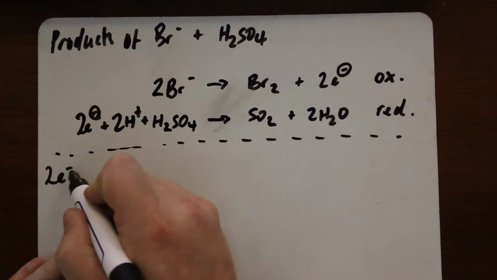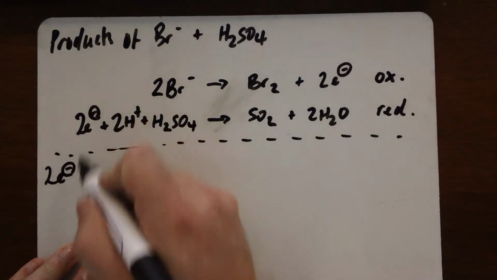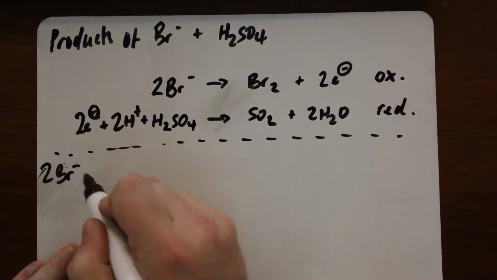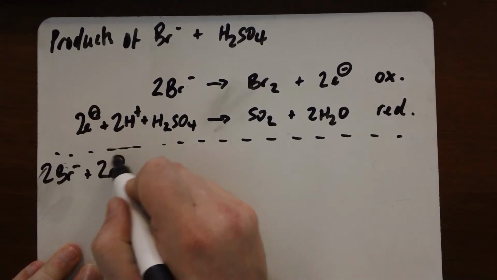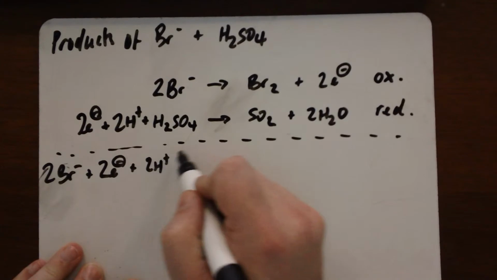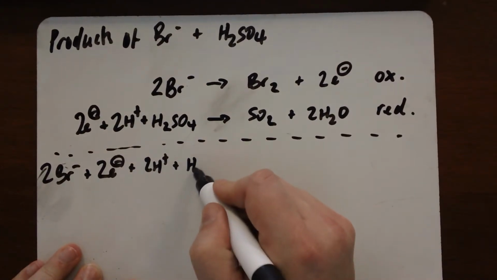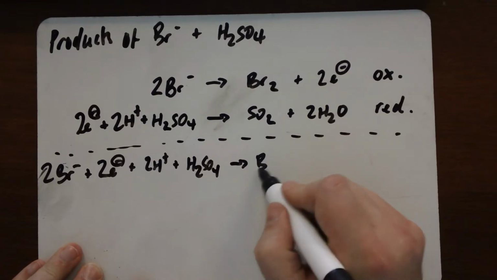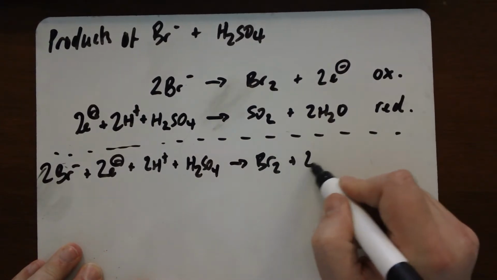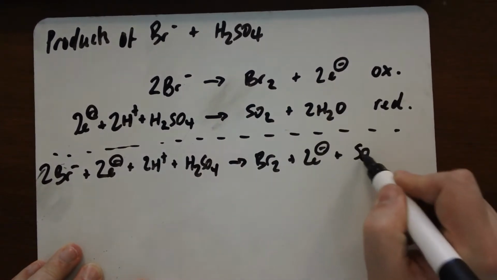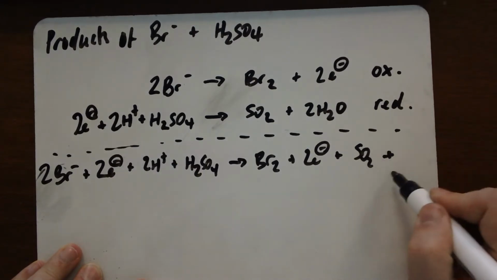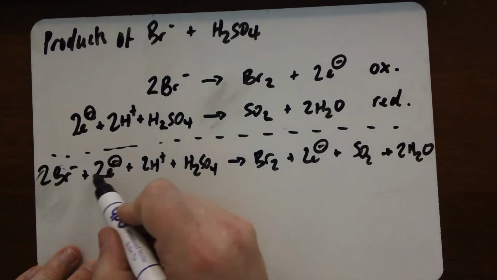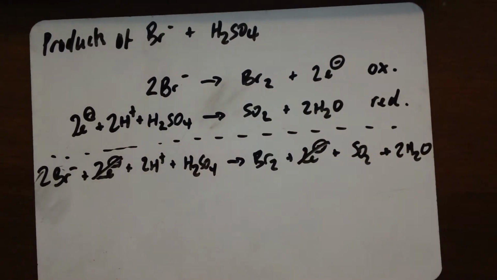So we write the combined equation, which is, we'll start with the Brs, 2 Br minus plus 2 electrons plus 2 H plus H2SO4 produces Br2, 2 electrons, SO2 and 2 H2O. We can then cancel through, we can cancel out those, and that's what we've got left.